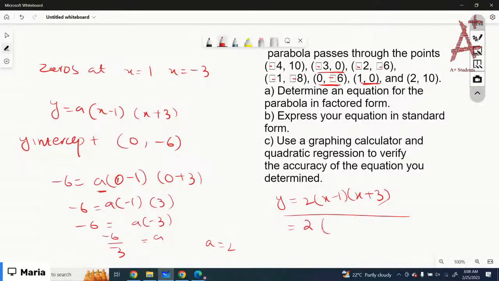It would be x times x is x squared plus 3x, then minus x and minus 3. When you multiply minus, it would be minus 3. So it would be 2 times x squared plus 2x minus 3. Then let's multiply it by 2. So it is 2x squared plus 4x minus 6. Got it? For the third part, you have to plot the graph on the graphing calculator. Okay, let's see the next question, which we can do on the board.